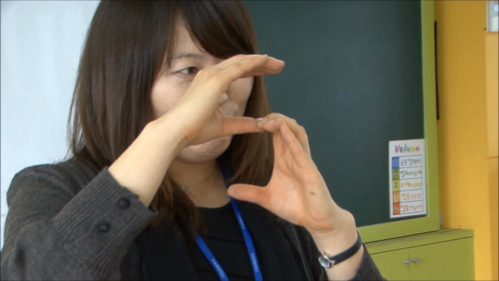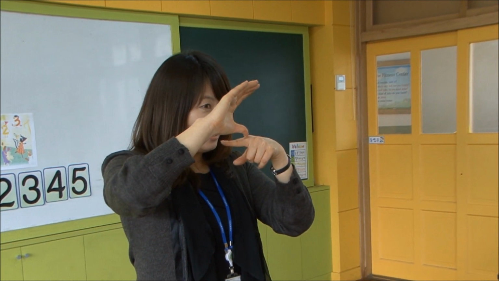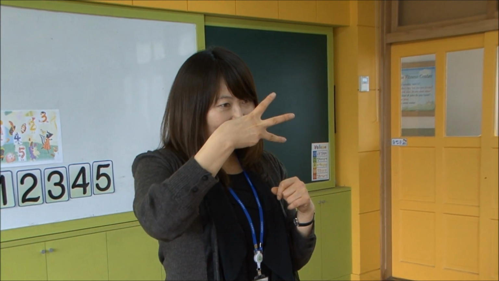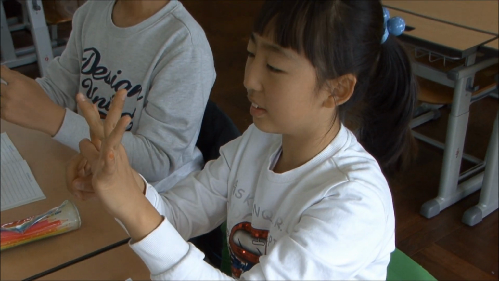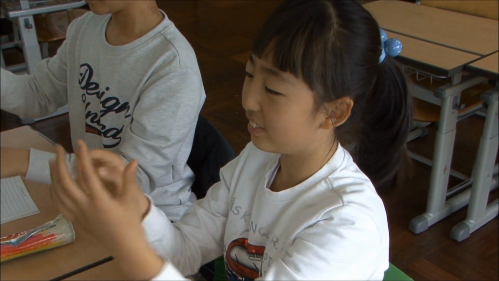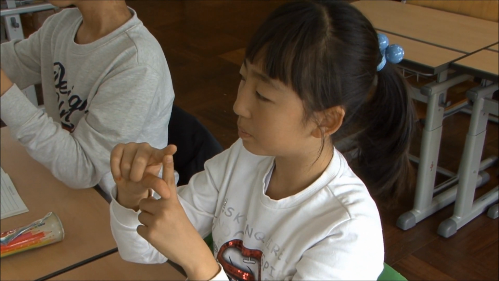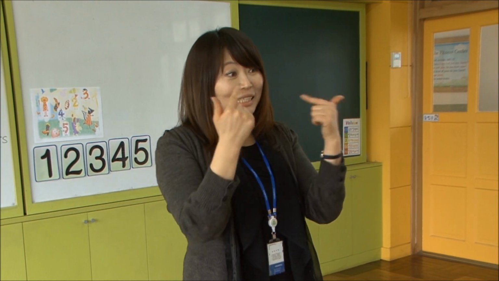Then now let's review the numbers. Number one, and number two. Number two, this one, right? And what was number three? We can make number three like this. And how about number four? Yeah, we can make number four like this, right? That's good. Okay, very good.